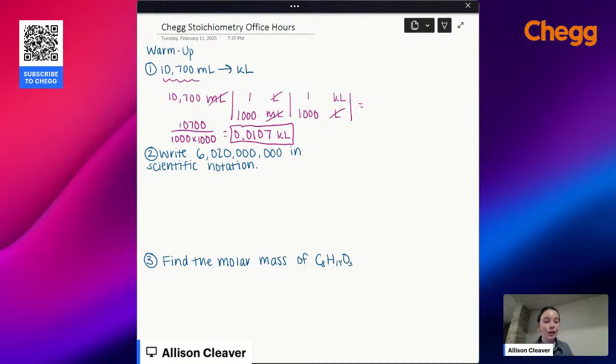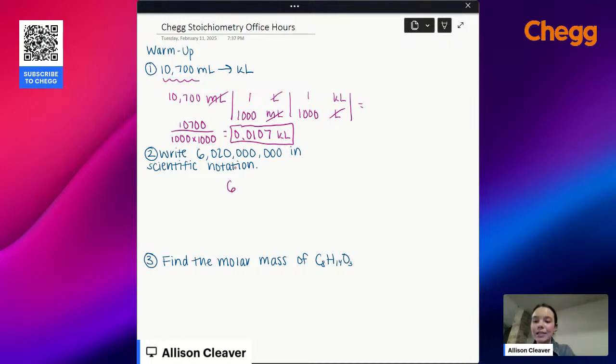All right, now for our next warm-up, we're going to write 6 billion, 20 million. That's a big number. I think that is 6 billion and 20 million, but who knows? Anyways, let's write this in scientific notation.